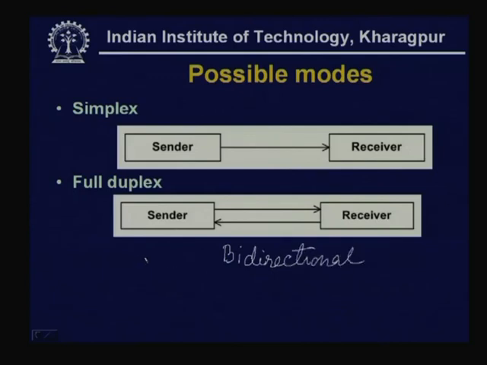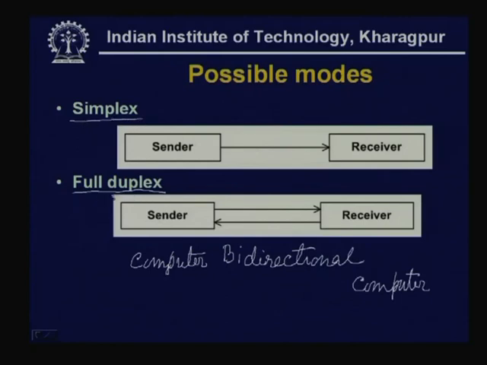For example, here you have got one computer and here you have got another computer. So, when two computers are communicating with each other, it is quite natural the data transfer will be in both directions. This is known as full duplex. On the other hand, the previous one, when it is unidirectional, it is known as simplex.